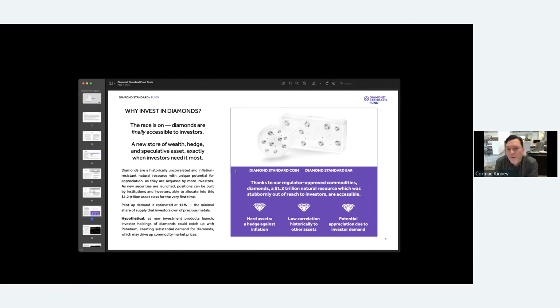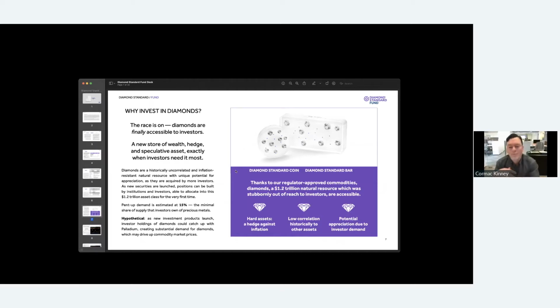But diamonds were never available to investors because every diamond's a little different. You could not mark to market. There was no price discovery, no transparency. So an investor simply couldn't hold a diamond because they would never know what they're worth. And when they wanted to sell them, they could never get a good market price. We believe that the commodities make this asset accessible and that it unlocks a $1.2 trillion asset for the first time.